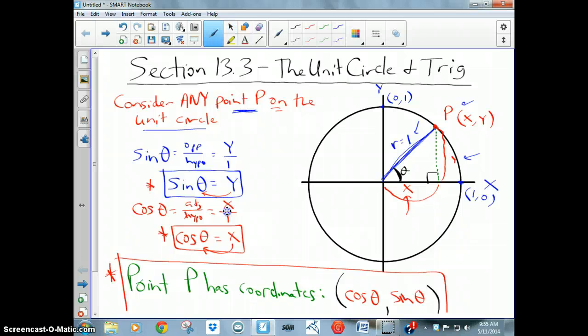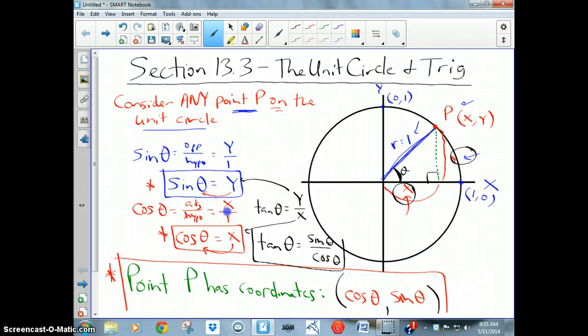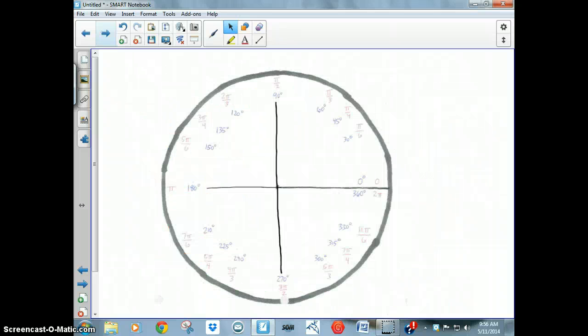Last, tangent of theta. Tangent of theta is opposite over adjacent, which is y over x. But y is the sine of theta, and x is the cosine of theta. So tangent of theta is equal to sine divided by cosine. Highlight that and put that in your notes. That is the value of the three trig functions based on the unit circle. So, with that information in mind, let's fill in your unit circle.